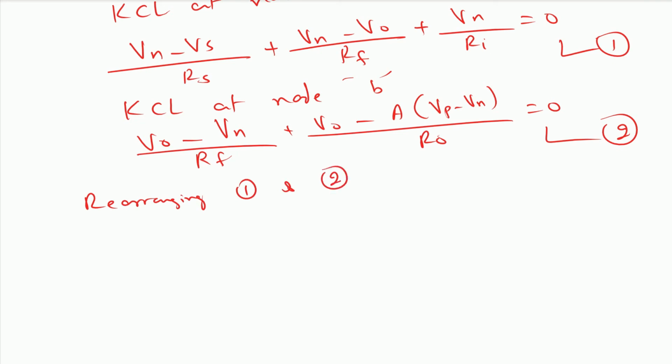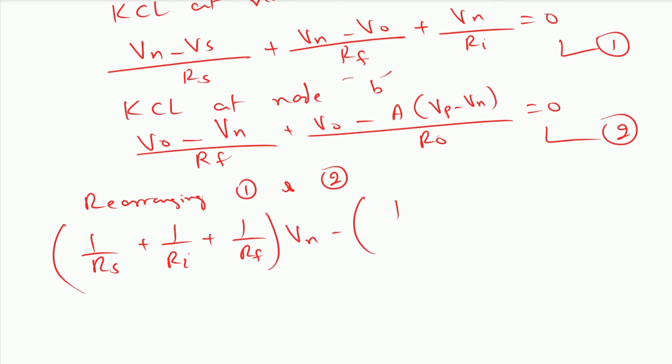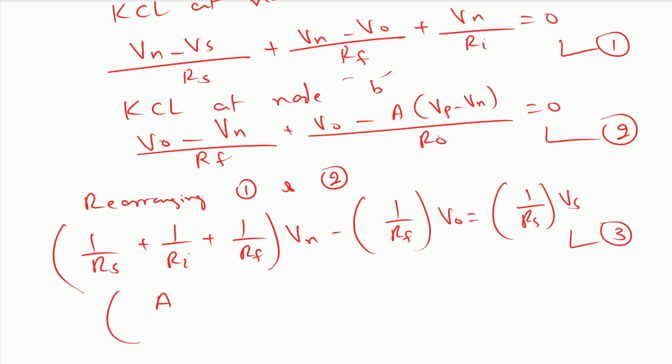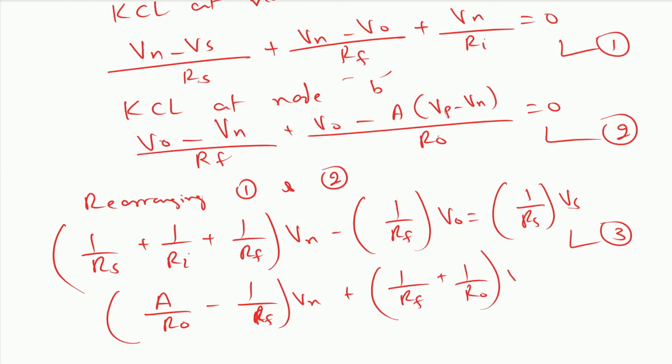we get (1 over Rs plus 1 over Ri plus 1 over Rf) times Vn minus 1 over Rf times V naught, that is equal to 1 over Rs times Vs. Let us say this is equation number 3, and also we have (A over R naught minus 1 over Rf) times Vn plus (1 over Rf plus 1 over R naught) times V naught is equal to 0, and this is equation number 4.